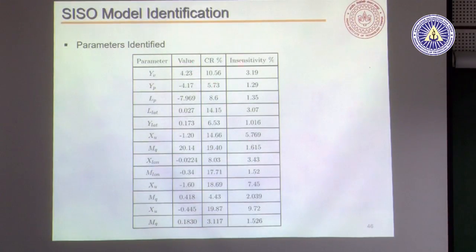All these models can be identified and the corresponding parameters are given here. The percentage of Cramer-Rao bound, which tells you the reliability and accuracy of these estimates, is given here in percentage, and insensitivity is also given in percentage. All these parameters can also be used to create small, simple transfer functions, which you can use for linear control design as well.